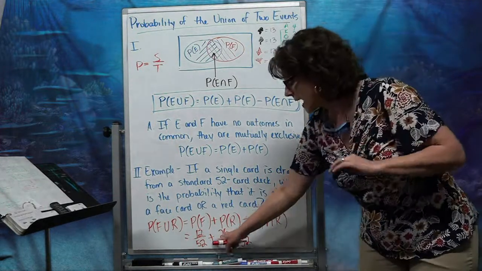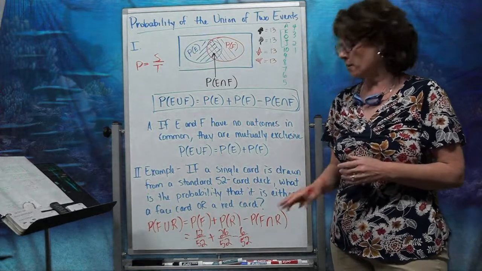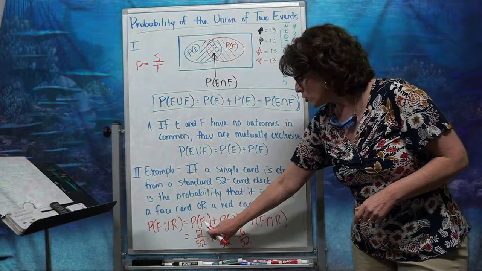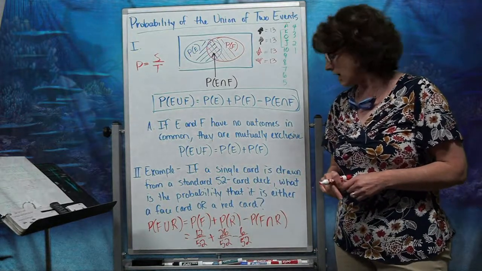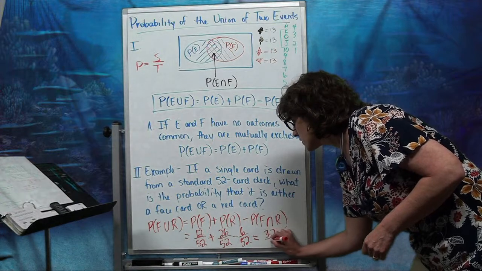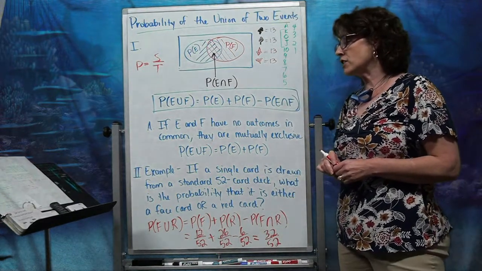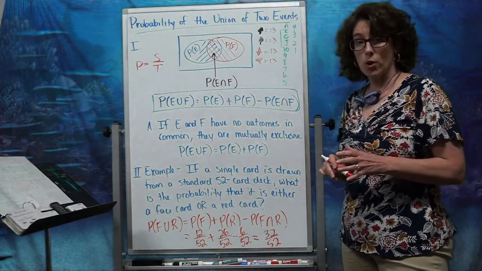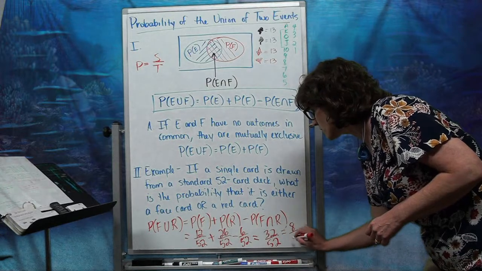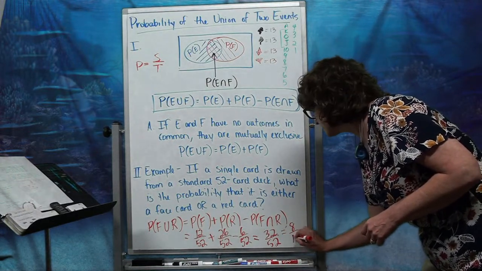Now I'm going to add these fractions and subtract them. In order to add and subtract fractions, we need common denominators, which are already there. So I can add those numerators and subtract. So 12 plus 26 is going to be 38. 38 minus 6 is going to be 32. So that's 32 out of 52. And always simplify a fraction if you can. A 4 will go into both of those. 4 goes into 32 8 times, and 4 goes into 52 13 times.